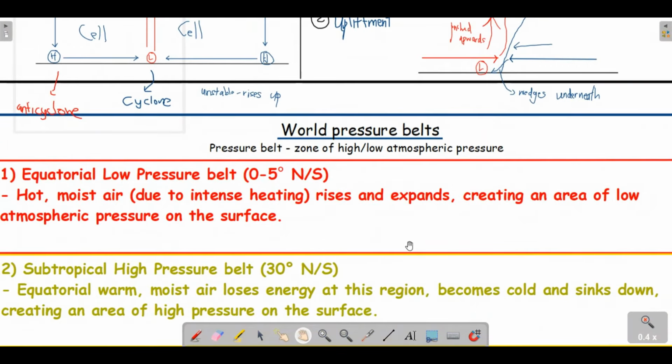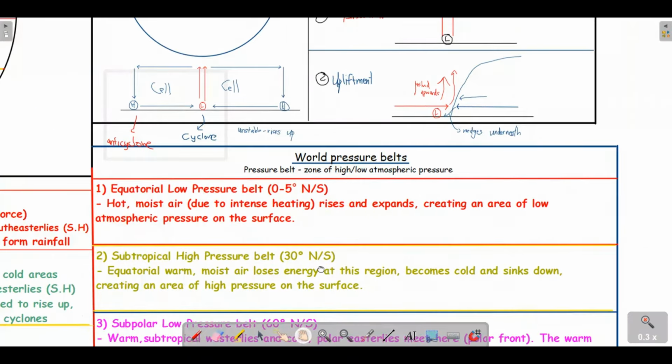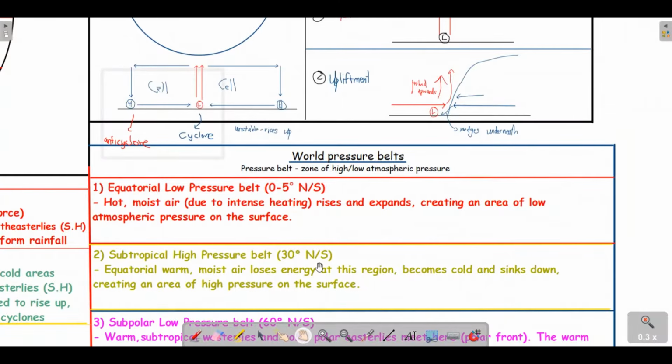What is a pressure belt? Okay, simple, guys. A pressure belt is a zone of high pressure or low atmospheric pressure, particularly on the ground. So it's a zone of high pressure or a zone of low pressure. How much pressure does the air place in this particular region? Okay, overall, right? So that's what we are going to cover here. So that's what pressure belts really are.